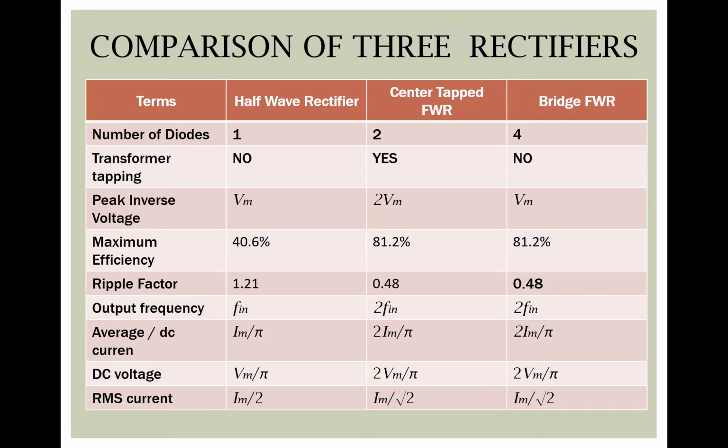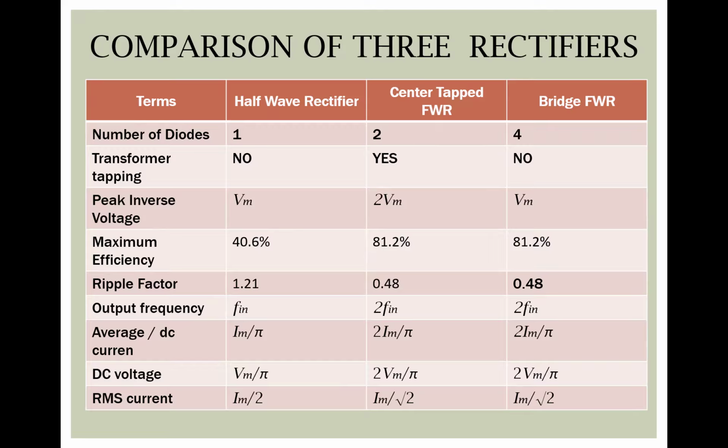Next, comparison of the three rectifiers: half wave rectifier, full wave rectifier, and bridge rectifier. The first parameter is the number of diodes we are using. In the half wave rectifier, you are using only one diode. In the center tap full wave rectifier, you are using two diodes. In the bridge full wave rectifier, you are using four diodes. This way, you can easily understand the difference between the half wave, full wave, and bridge full wave rectifier.